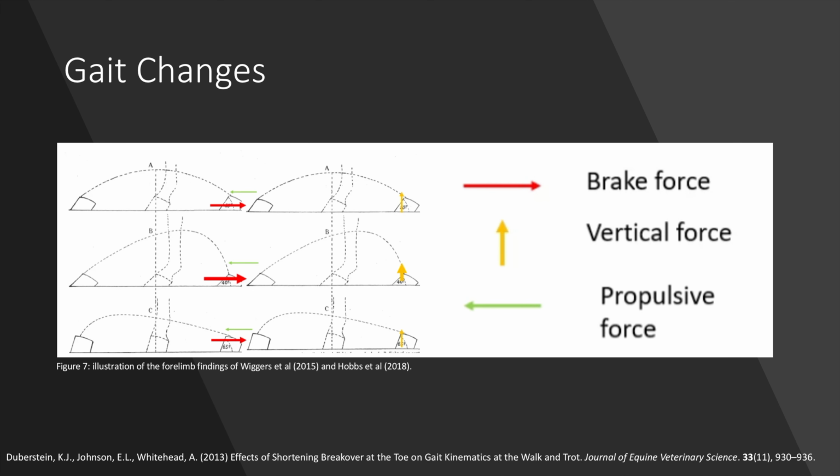A study completed in 2013 by Derbystein et al. looked at the effects of shortening breakover at the toe on gait kinematics at the walk and trot. The research undertaken in this study looked into how shortening the point of breakover, as influenced by shoe placement, affects the stride kinematics of the horse at walk and trot.